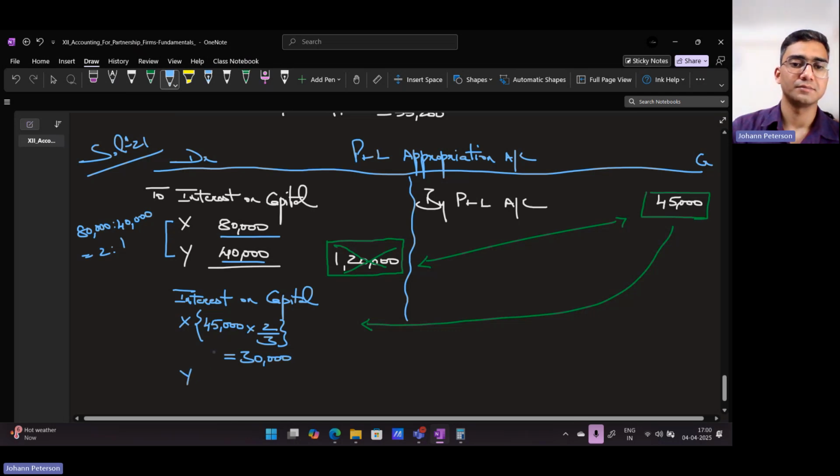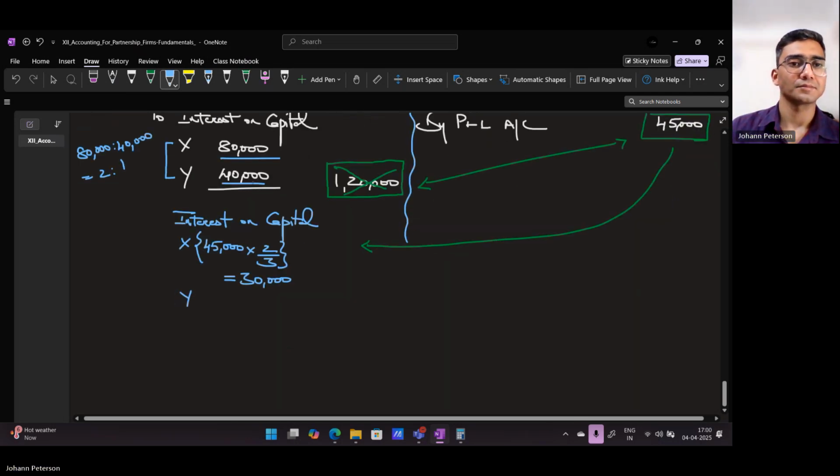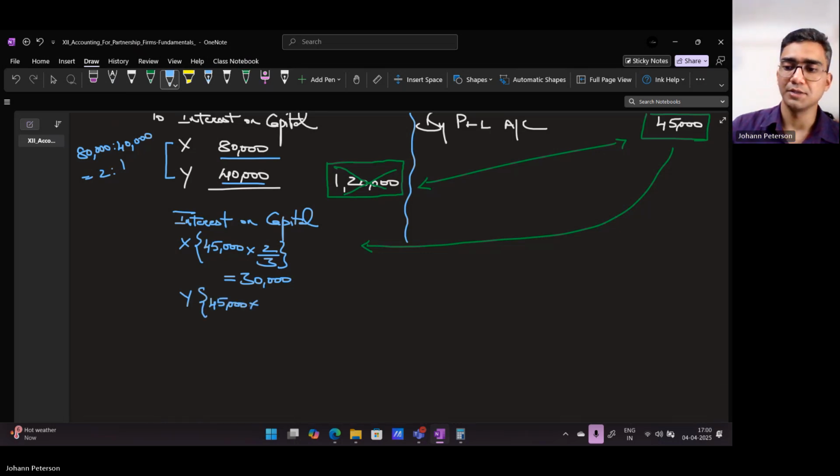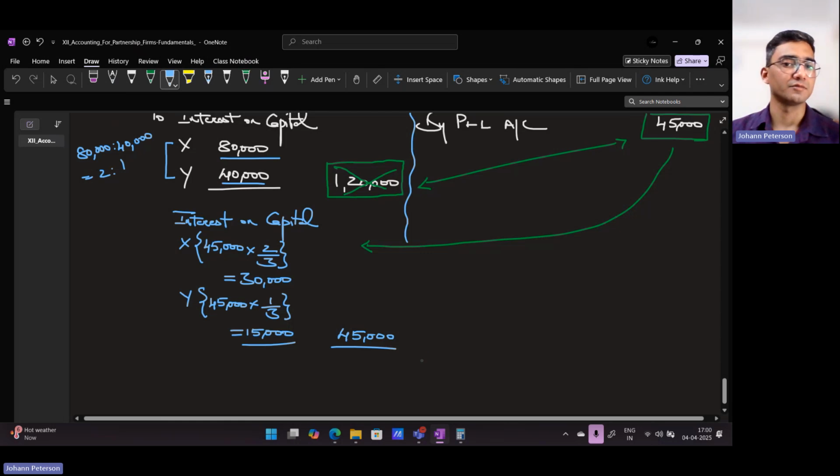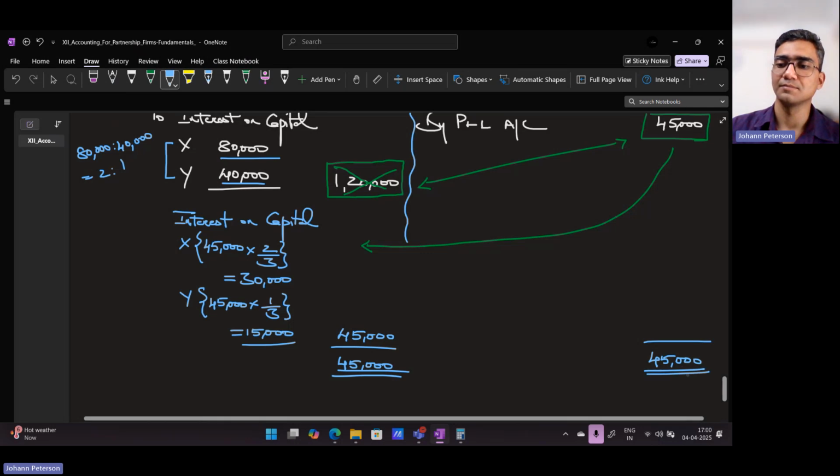And Y would get 45,000 into 1 by 3, which is 15,000. So my total comes out as 45,000 and I'm left with no other profit. So therefore, everything is consumed. So here I would write 45,000 and close this account. So on both sides, I have got 45,000.